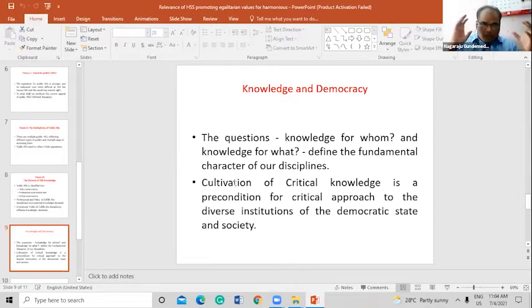Here, friends, the fundamental questions, as all of us confront, are: knowledge for whom and knowledge for what. That's the fundamental difference between science and social sciences. We're talking about science. Most of the scientific endeavors, though they have a number of dysfunctions, are ultimately known for fulfilling human aspirations, starting from health to housing. But at the same time, we're talking about the social sciences and humanities.